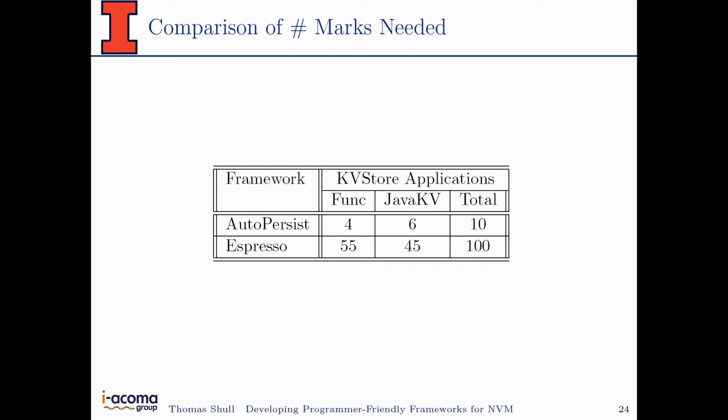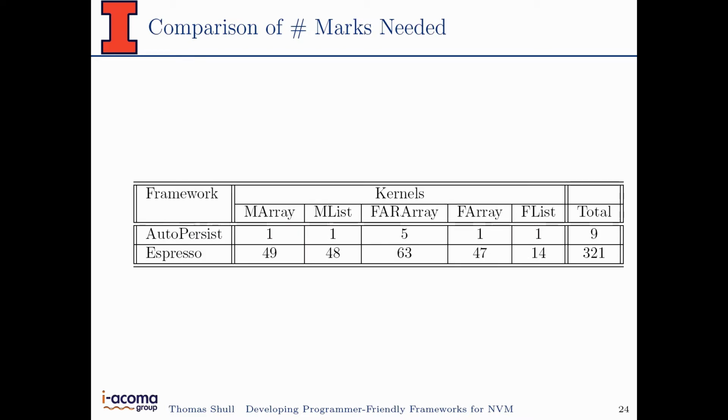But before showing those results, just some quick meta information about the number of markings needed. For AutoPersist, for these key value store things, we only needed 10 markings, whereas for Expresso, we needed 100. For the KV stores. And then for the kernels and AutoPersist, we hardly needed any. Well, on Expresso, you needed a lot, would be the quick summary of that.